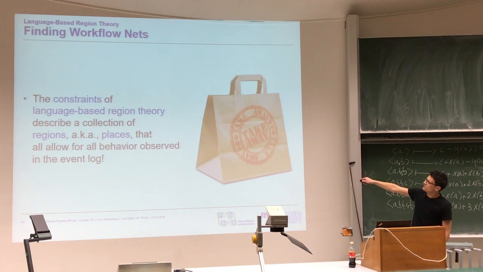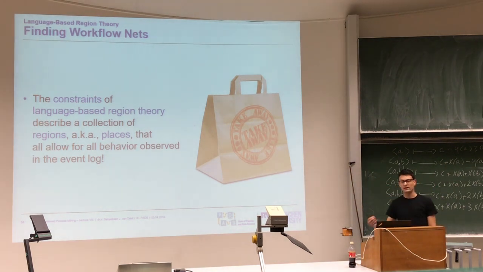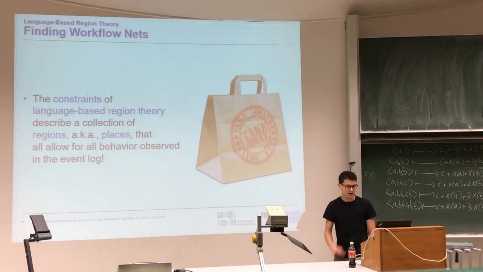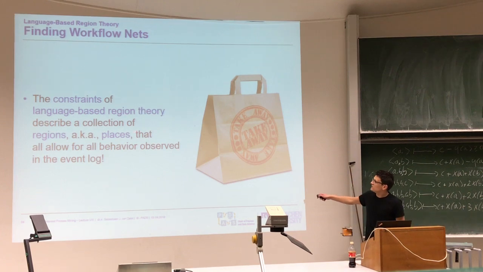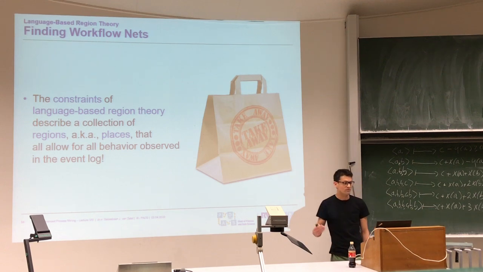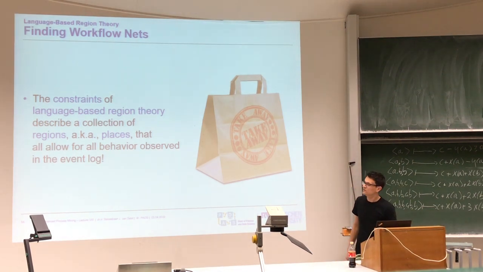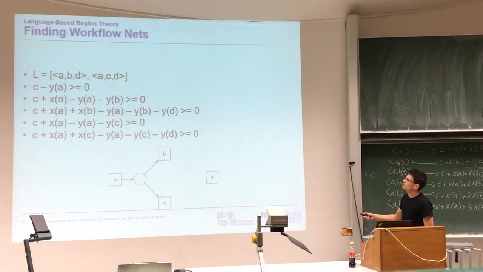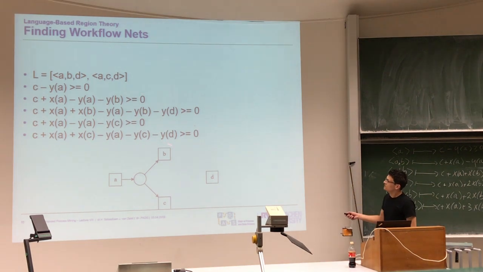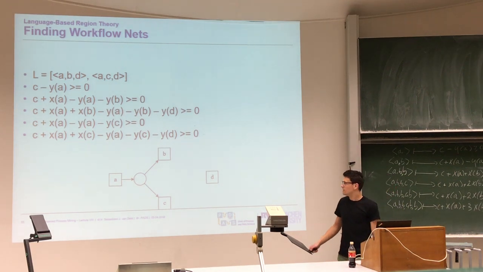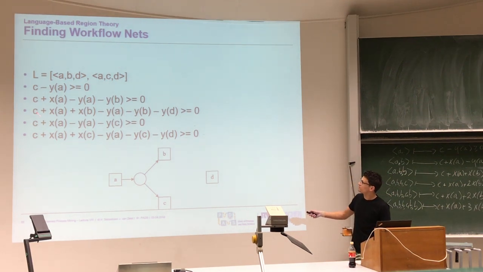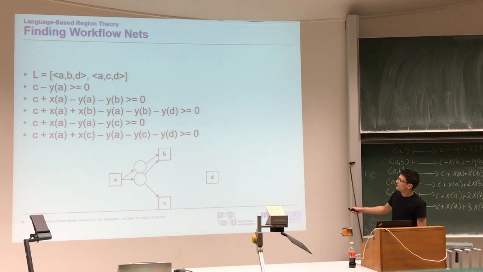The constraints of this language-based region theory that we have just considered describe a collection of regions. So there's a whole bunch of variable assignments, aka places, that all allow for all behavior that we observe in the log. Again, to give you an example, if we have ABD, ACD, we get this body of constraints out of that, and we have this place which would be fine given this body of constraints, and this place is also fine.